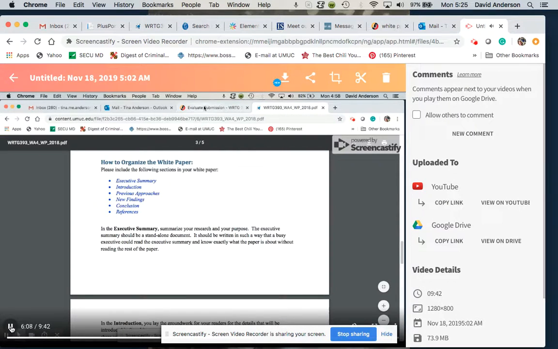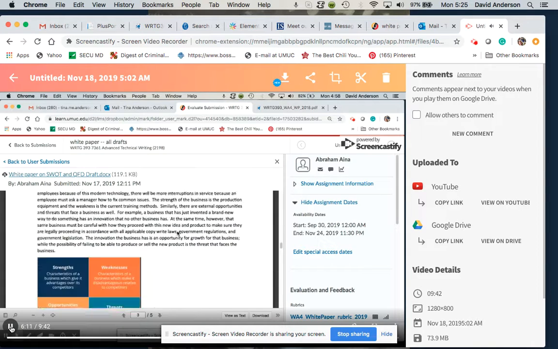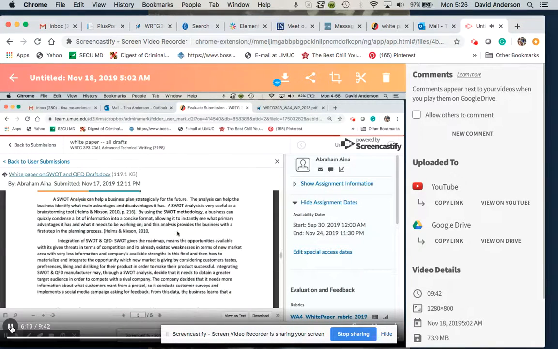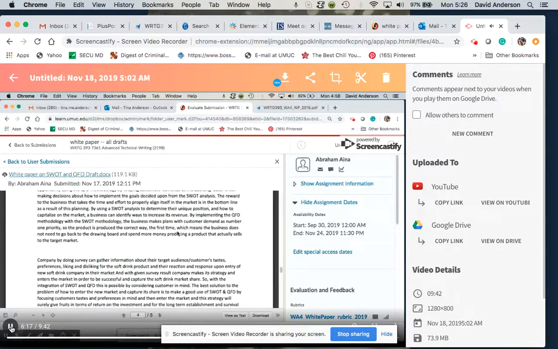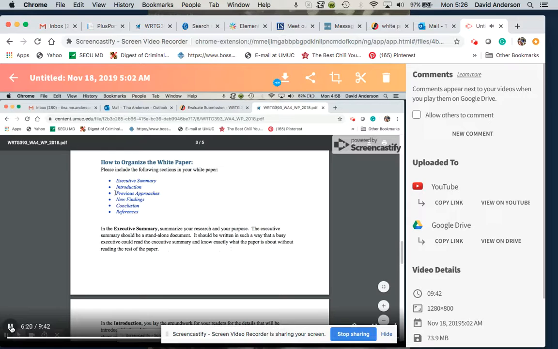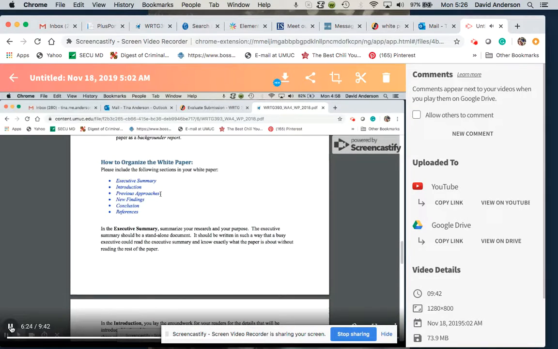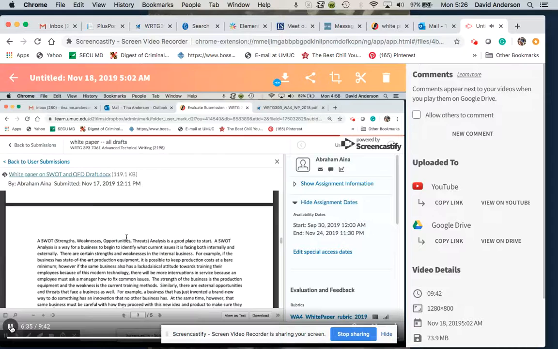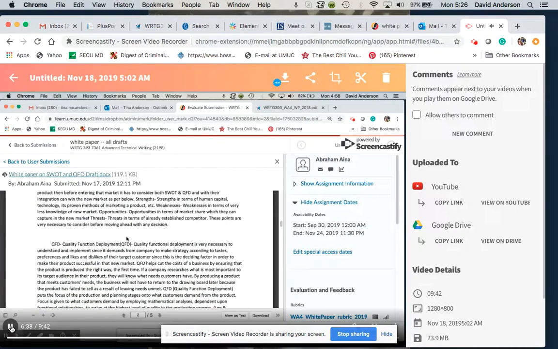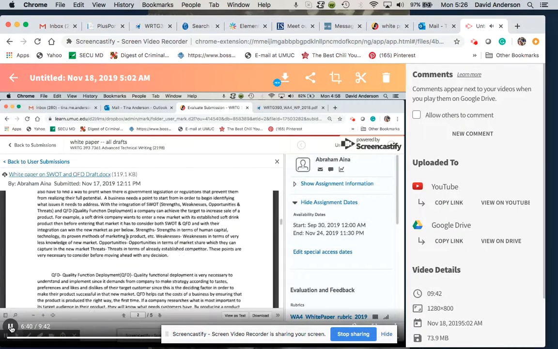Previous approaches, I didn't really see that. What I see is a huge promotion of this SWOT and QFD. So what did companies used to do in the past? Like, how did they identify markets? How did they identify problems? That could be a previous approaches. I'm not sure how that happened. Then in the new findings, this is how these 2 strategies work to benefit a company.